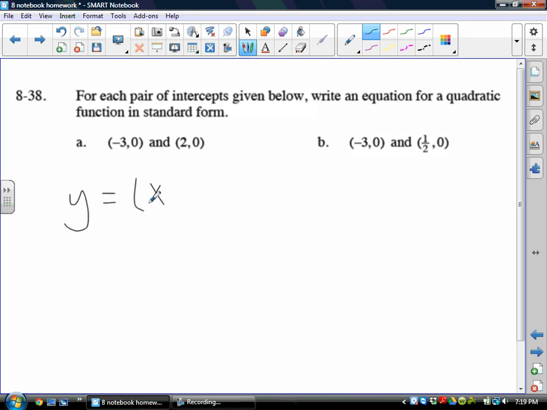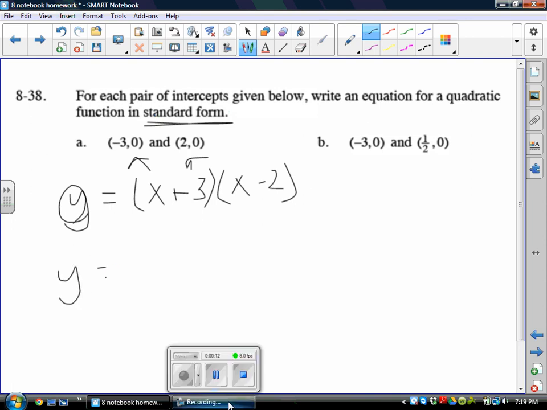So x plus 3 times x minus 2. Remember, those are the x-intercepts, so if you plug in y equals 0, they need to give you these answers. So that's why it's the opposite value, x plus 3 and x minus 2. So it says in standard form, though, so this is not our final answer. We need to multiply this out.